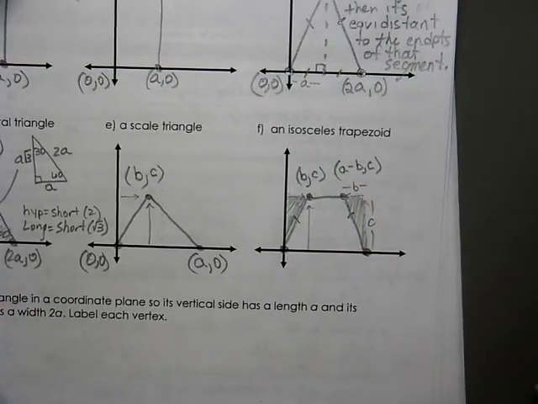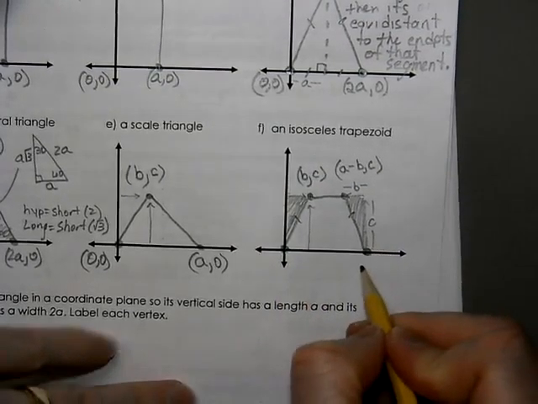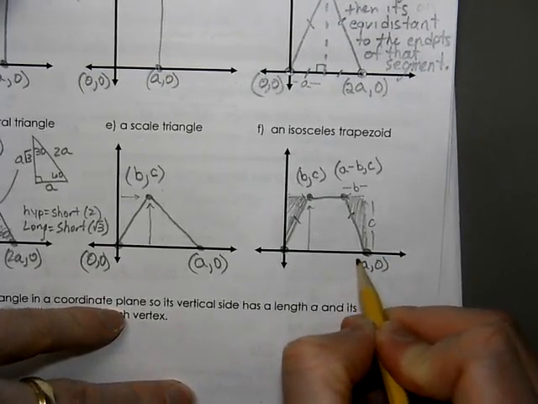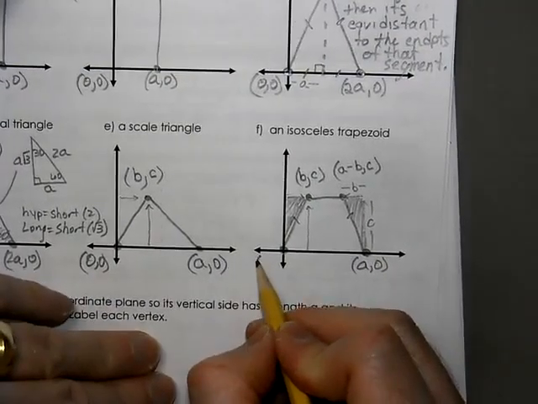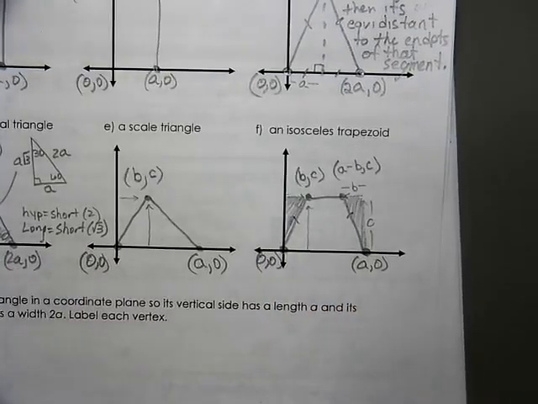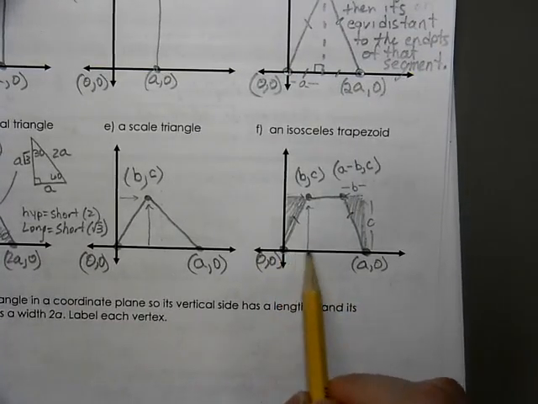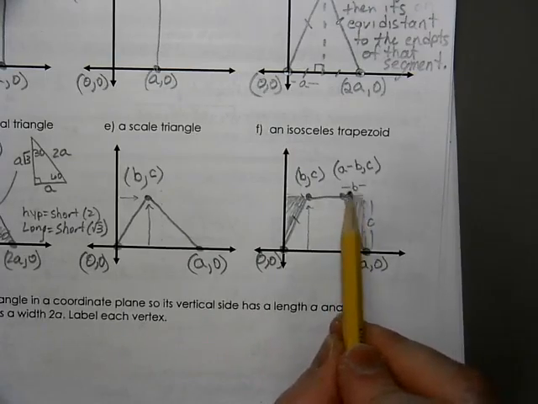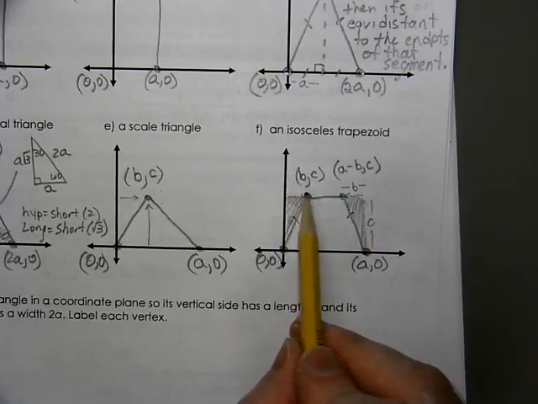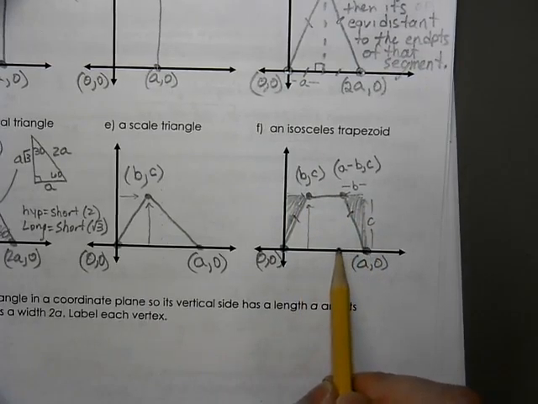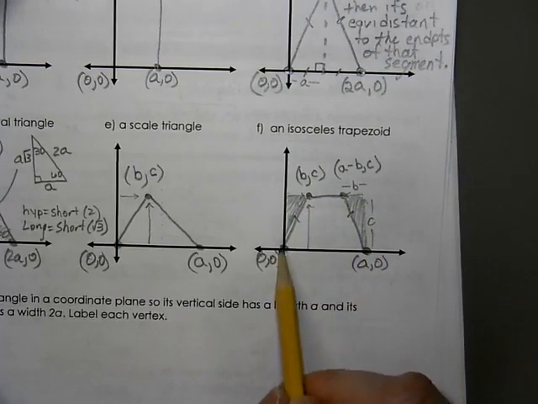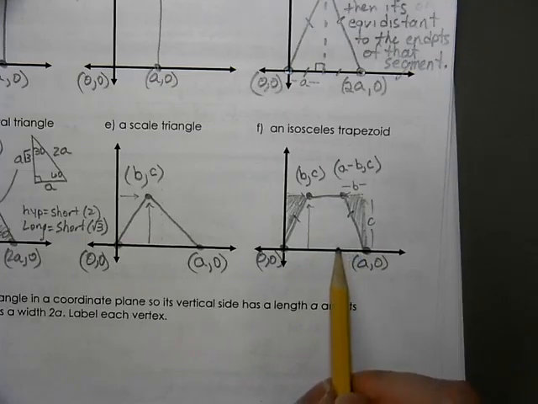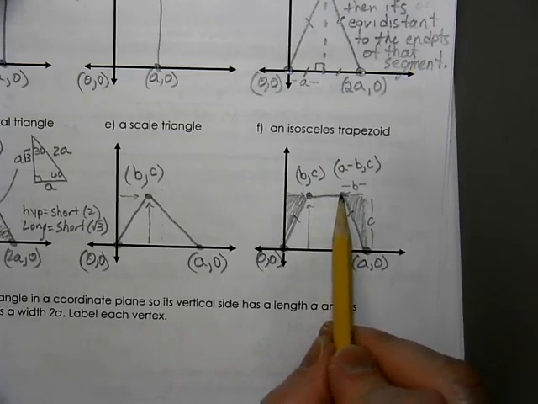That's a bit more complicated than even the equilateral triangle. Look at what we did. We know that A, 0 is going to be out here to the edge. 0, 0 is, of course, the origin. So once we knew that A, 0 was out to this point, then we had to back up this distance that was equal to this one. So we went over A minus B, then up C.